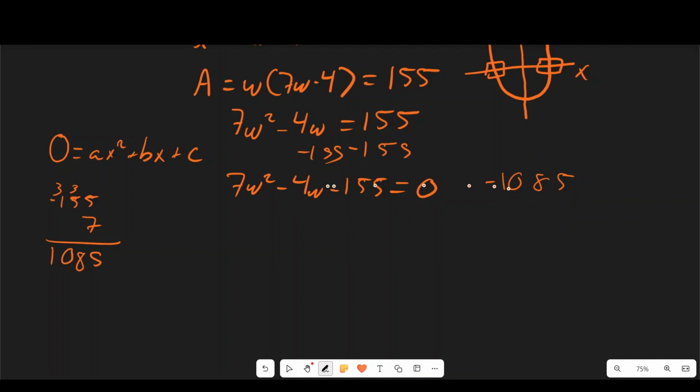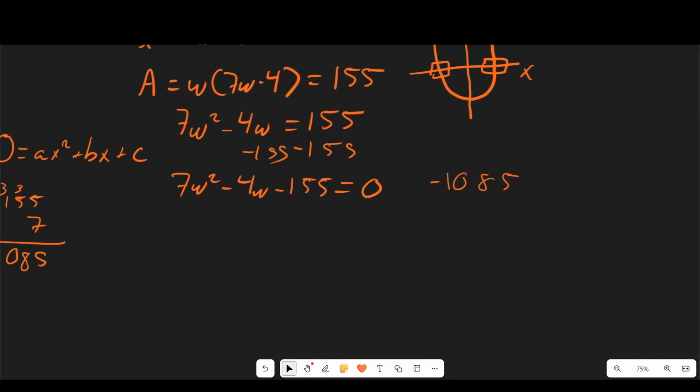So I'll say that again. We need to basically multiply a times c, get their product, and then figure out the two numbers that, when multiplied together, equal that product, and add up to the b term, right? And that will help us factor. So let's try and do that right now.